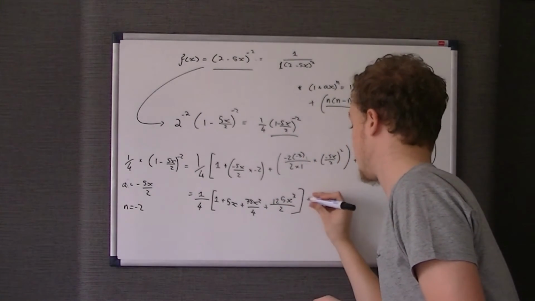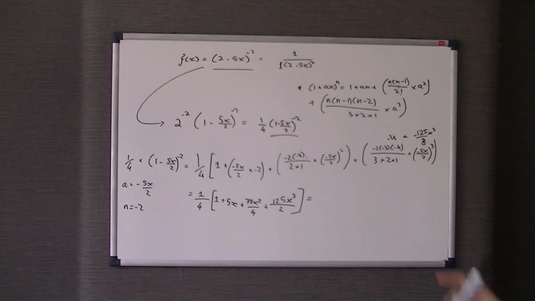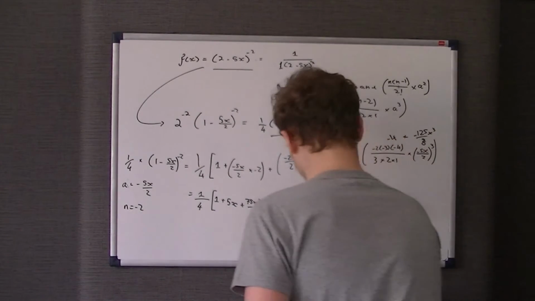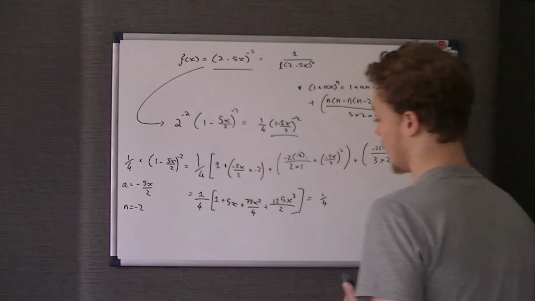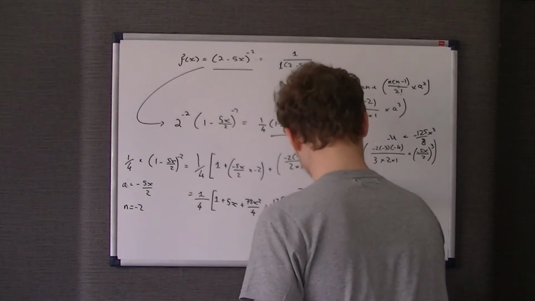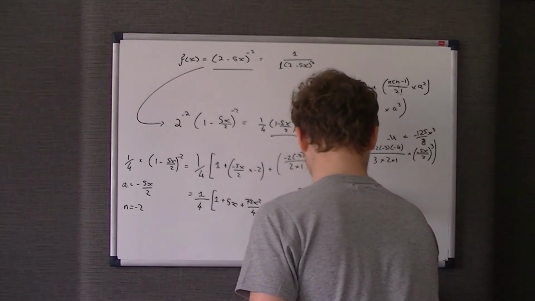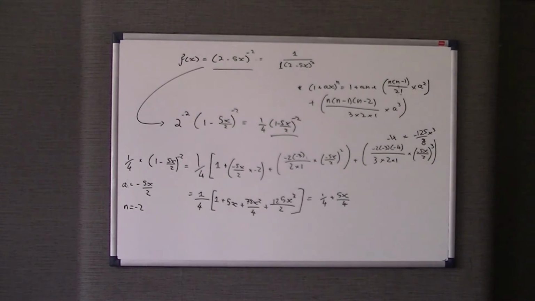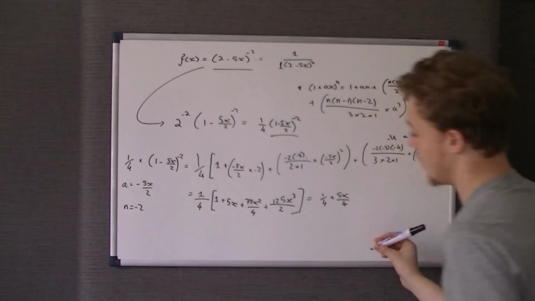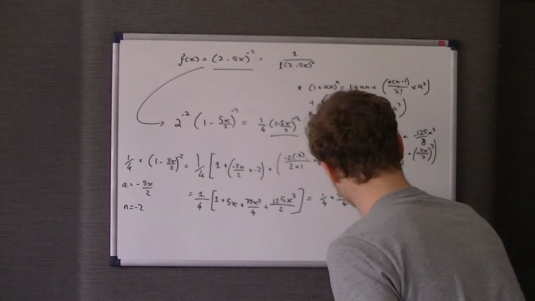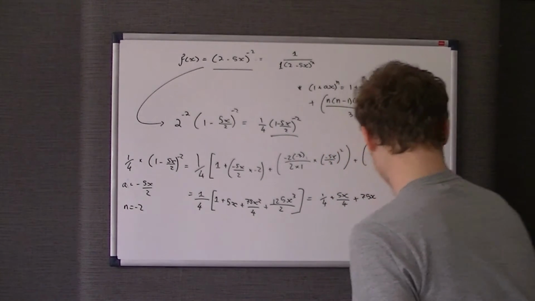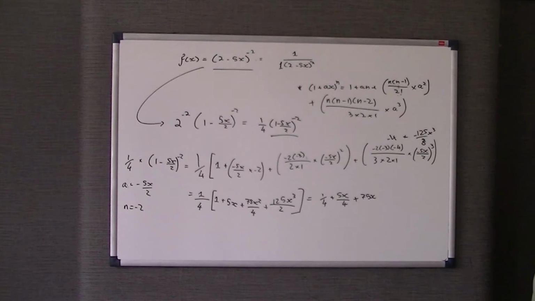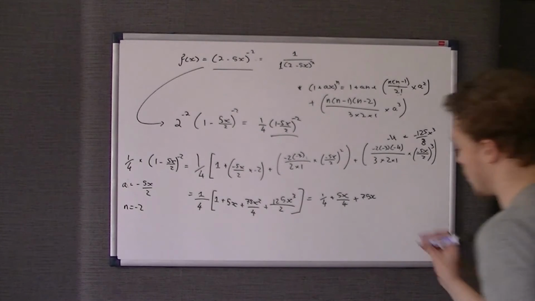Okay, and it's just a case of expanding this out now. So a quarter times 1 is obviously a quarter, and then 5x times a quarter is obviously just plus 5x on 4, and then we're left with plus 75x squared on 4.